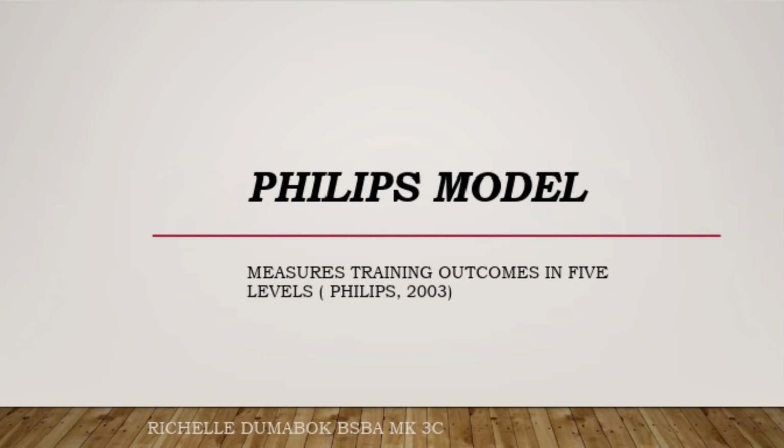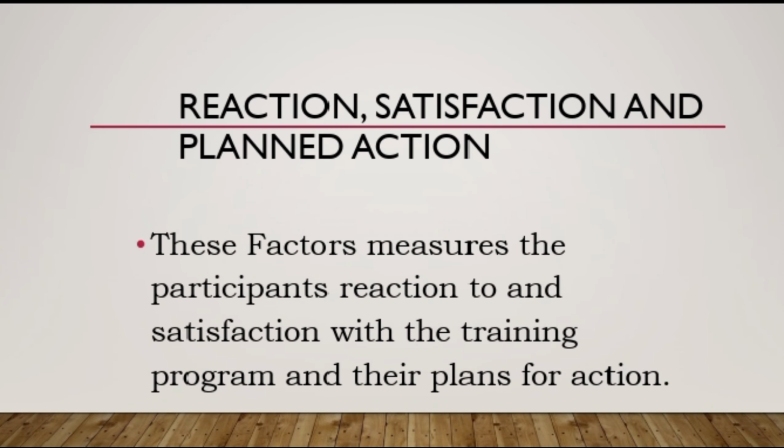In the continuation of Kurt Lowy AO, I'm reporting the Phillips model, which measures training outcomes in 5 levels (Phillips, 2003). First is reaction, satisfaction, and planned action. This level measures the participants' reaction and satisfaction with the training program and their plans for action. It assesses participants' immediate reactions, satisfaction with the training, and actions post-training.